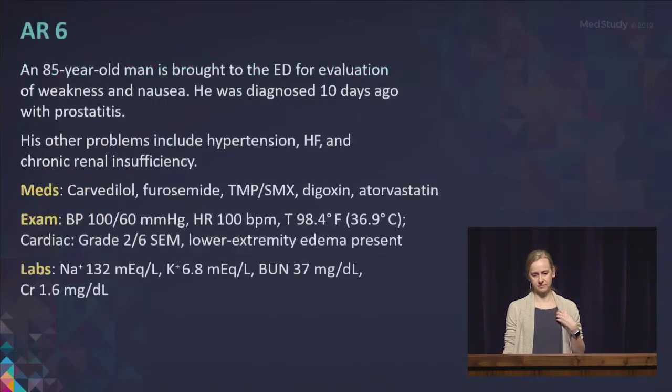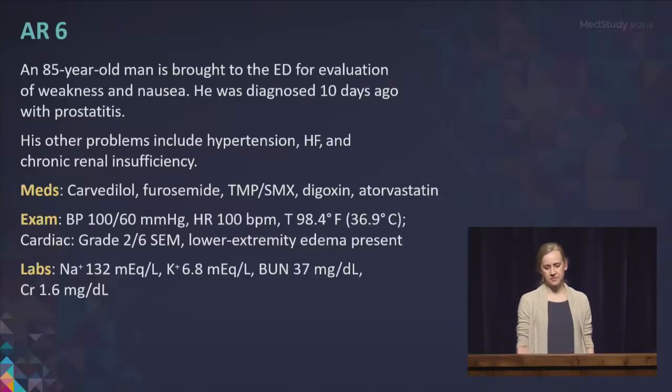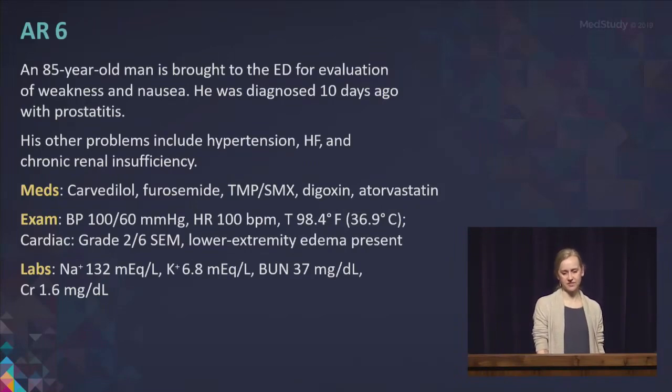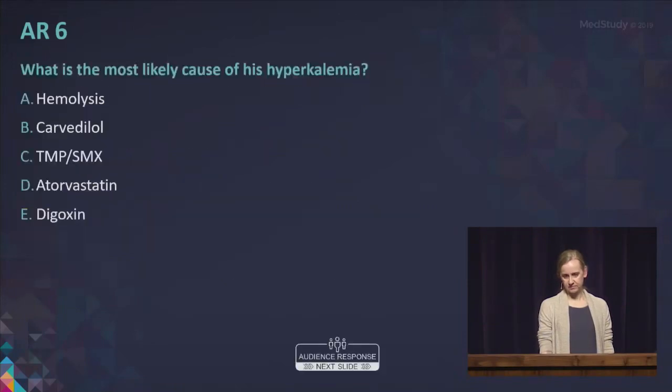An 85-year-old man is brought to the ER for evaluation of weakness and nausea. He was diagnosed 10 days ago with prostatitis. His other problems include hypertension, heart failure, and chronic renal insufficiency. He's on carvedilol, furosemide, TMP-SMX, digoxin, and atorvastatin. His blood pressure is 100/60, heart rate 100, temperature 98.4. On cardiac exam, he has a grade 2 out of 6 systolic ejection murmur and lower extremity edema. His sodium is 132, potassium 6.8, BUN 37, and creatinine 1.6. What is the most likely cause of his hyperkalemia?